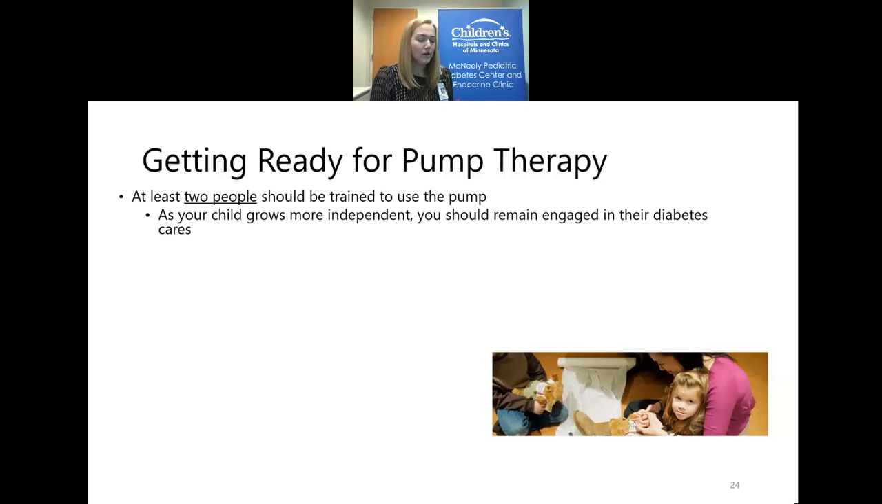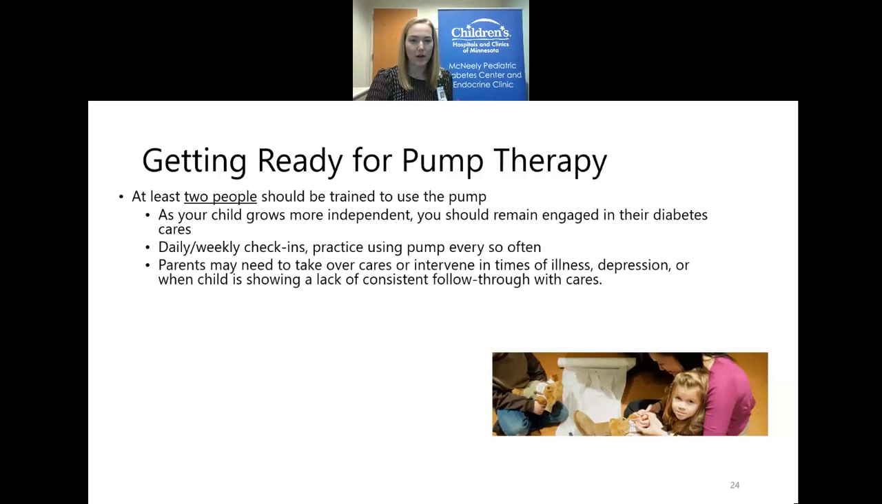But as they get older, you never want to walk away completely as the parent. You do want to stay engaged in their diabetes cares. As they get older, this could be daily or weekly check-ins, just saying, hey, have we bolused for dinner yet? How are things going? I'm being awkward. I don't have a teenage child, so you can figure out the phrasing, but it is good to have regular check-ins. It's also really important that if your child is independent with that pump, you practice using it so that if something were to happen where they're not able to control the pump, you can step in and do it.